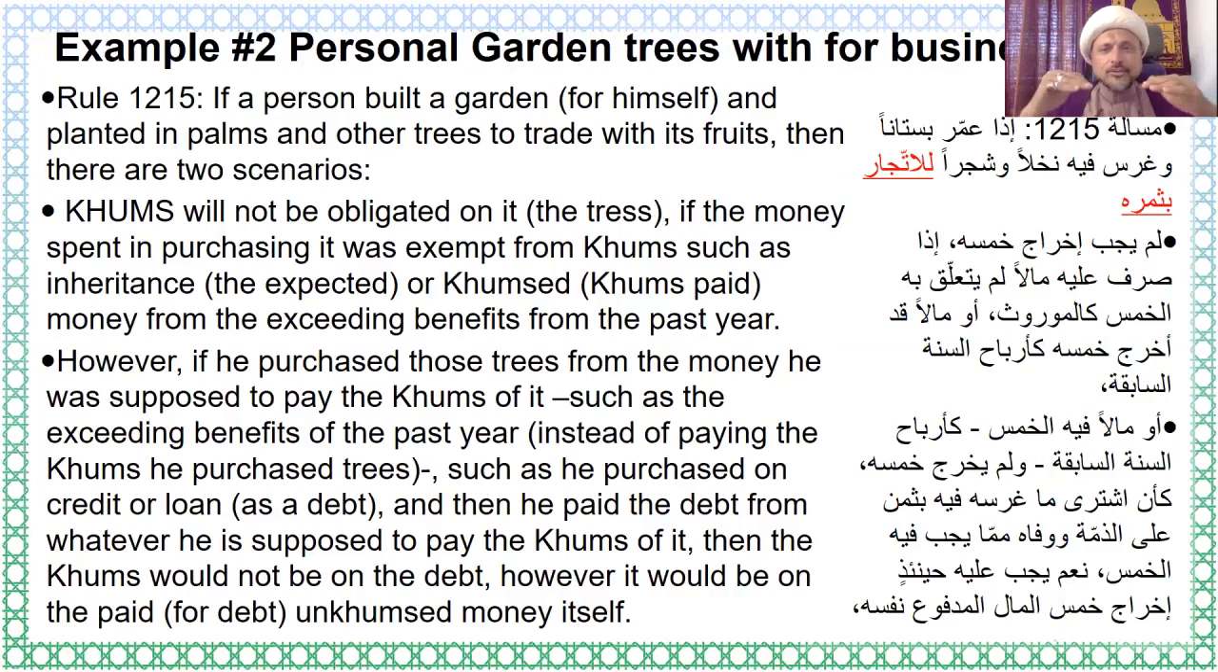So let's track the scenario. The garden is personal. The trees are to earn, okay? To business, to trees. So if the trees are purchased from inheritance, no khums. If the trees are purchased from khums paid money, no khums. If the trees were purchased from credit, no khums. But the money you paid, you have to make sure that that is khums paid, or like paying the loan, or you pay the khums of that money. So this was the scenario when the trees, no khums on the trees. Okay, the trees, no khums on it.